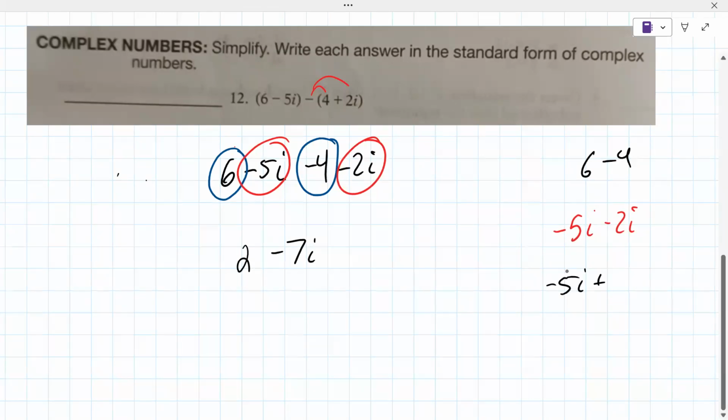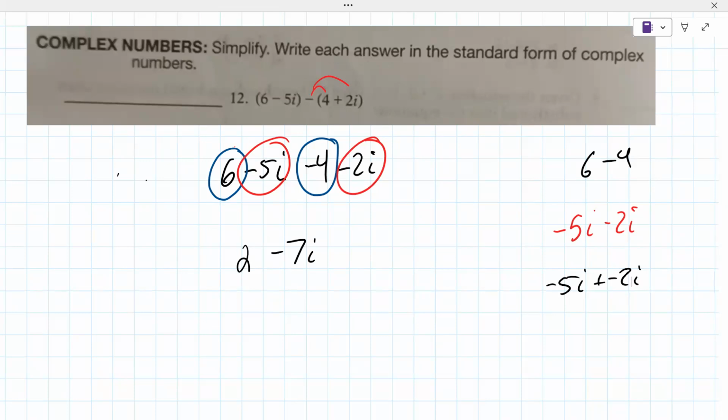You could write it this way. These are equivalent. Add them to get 7. Okay.